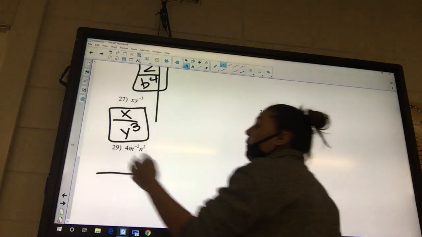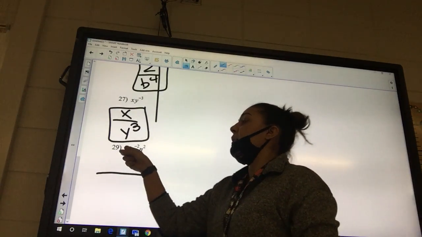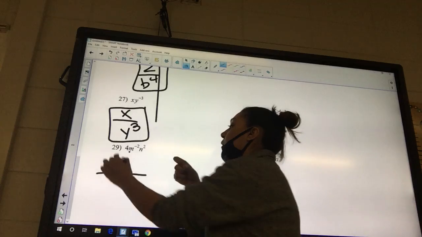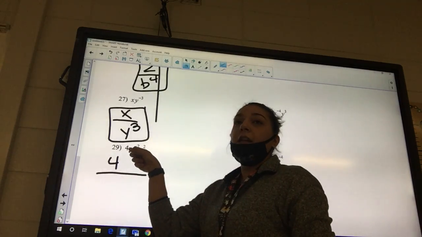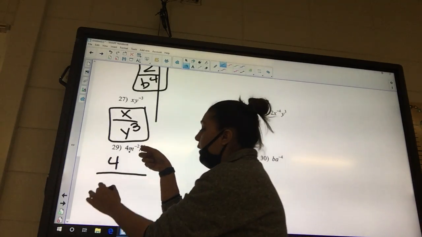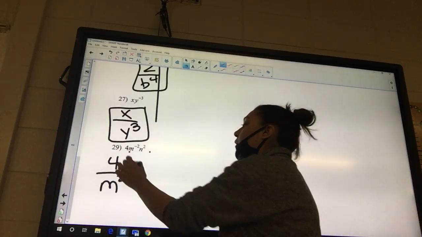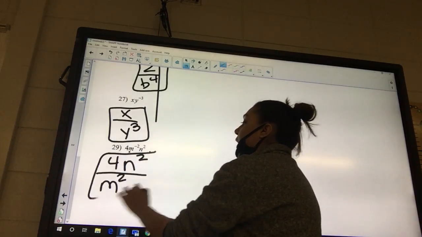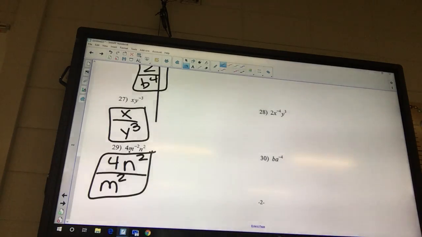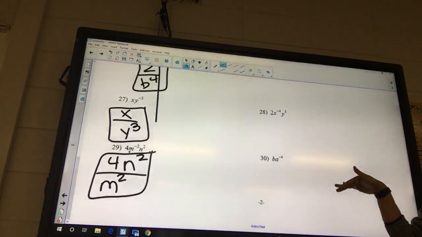Okay, so maybe some of you guys need to go through this piece by piece. Does the 4 need moved? No. Does the m to the negative 2 need moved? Yes. Does the n squared need moved? No. Okay, if it's already positive, we don't move it. So go through them piece by piece. If something's positive, it's going to stay where it's at. If it's negative, it needs moved. So some of you guys that are working ahead, which is great, I'm not hating, you need to go back through this side and probably recheck some of the ones on the bottom.